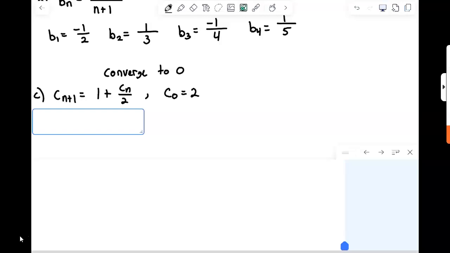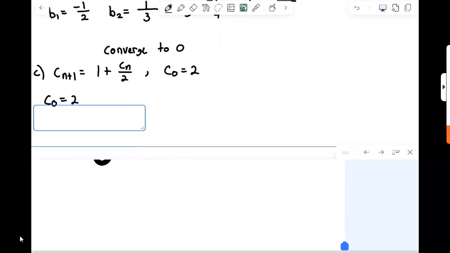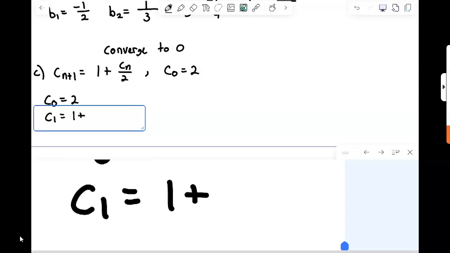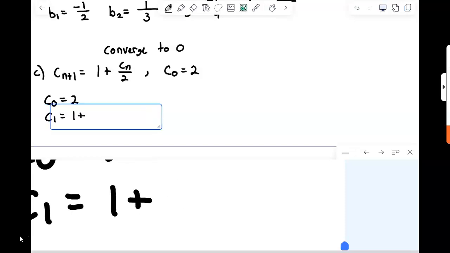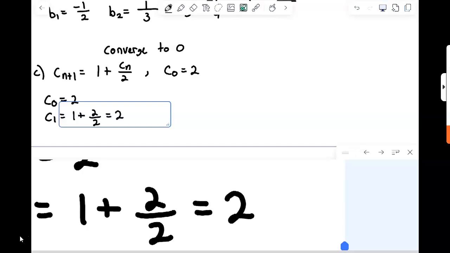We are told here C0 is 2, so the initial term is 2. So we want to compute the next four. So C1 would be 1 plus C0, which is 2, over 2. So 1 plus 2 over 2 is 1 plus 1, which is just 2.